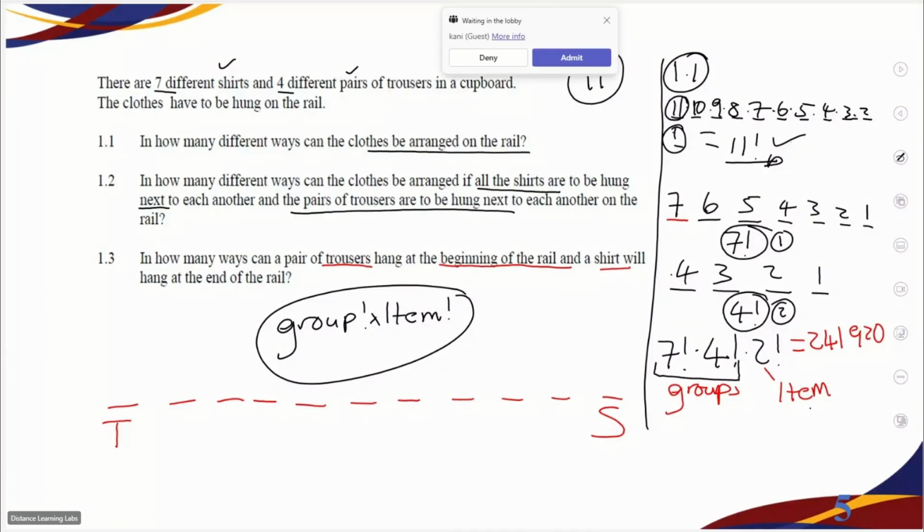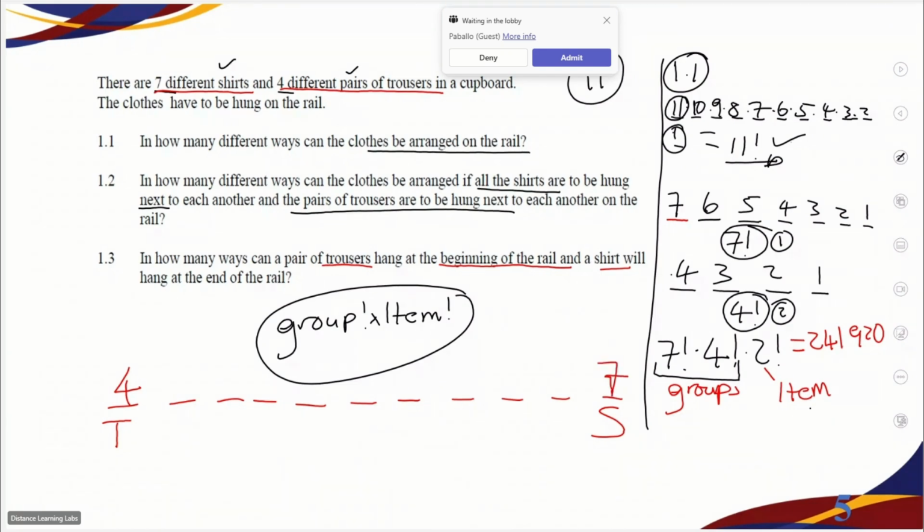The number of shades, or the number of trousers that we have, is four different types of trousers. Because it is said that we have different pairs of trousers. If trousers are hanging at the beginning, only 4 trousers will be competing for that position. And then the last position must be a shirt, because we have 7 different types of shirts. On the last position, any of the 7 shirts can compete for that position.